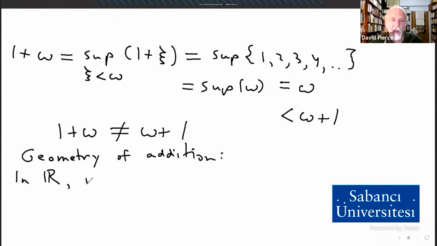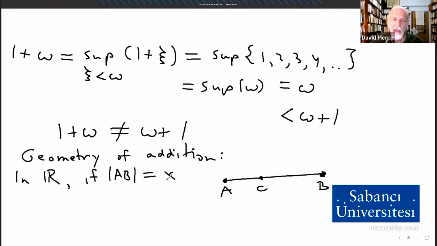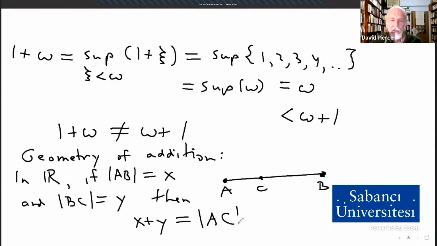But if you think that the reals make up this line, well, okay, let's say A, B, and C. C could be anywhere. We can allow negative. If X is the length of AB, you can think of reals as lengths. And the length of BC is Y, but this should be an ordered length, so this is negative. Then the sum X plus Y is the distance from A to C, right? And that's the connection between the arithmetic and geometry.